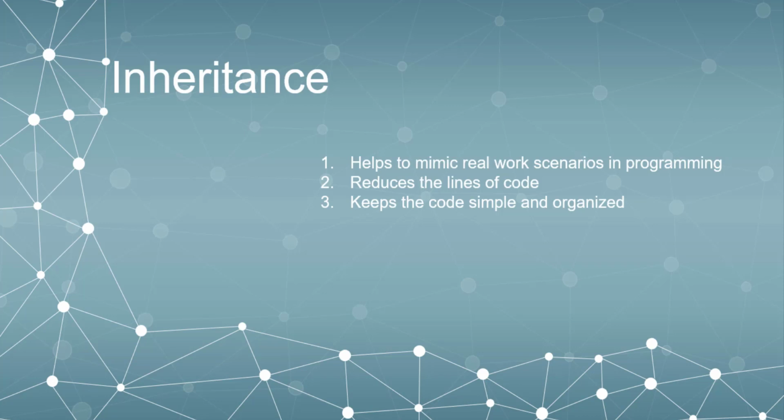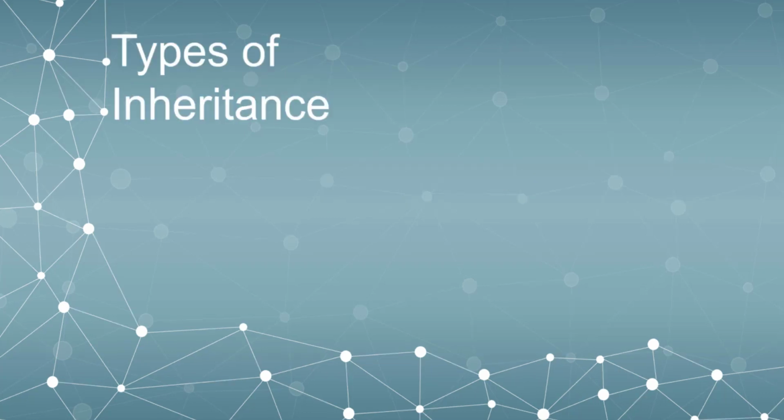The concept of one class inheriting the properties from another class is called inheritance. Inheritance has different advantages. Basically, inheritance allows programming to mimic real world scenarios. Inheritance is also useful to reduce the number of lines of code, and it is also helpful to keep the code organized.